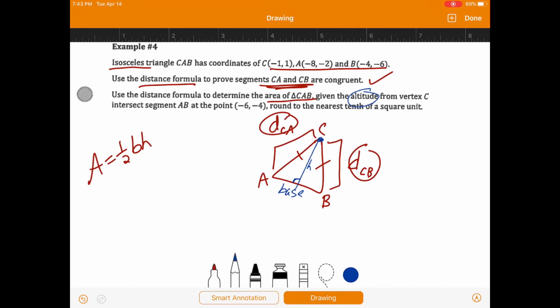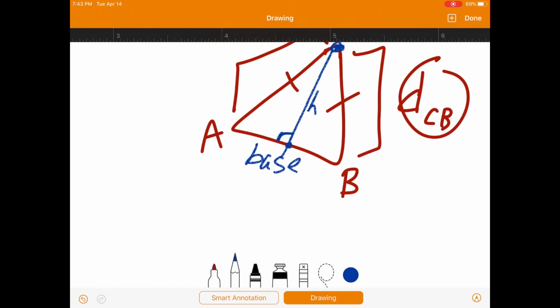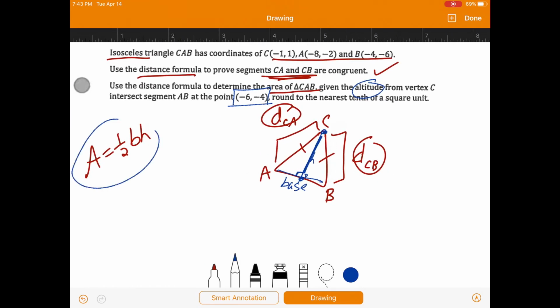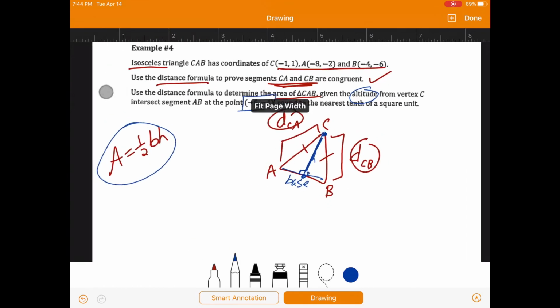And it says that that's going to intersect at point P. Right here, I'm calling it P. And it tells us the coordinates for that, so we don't even have to figure out this right here. Okay, it tells us it right here. So we're going to find the length of both the base and the altitude, the height here, and then we can plug that into the area formula.